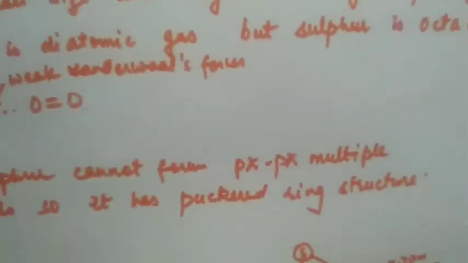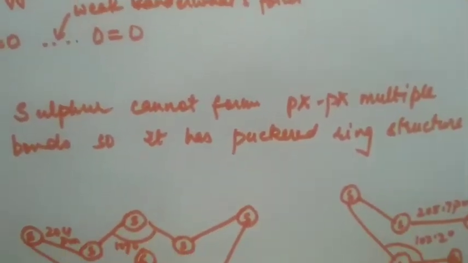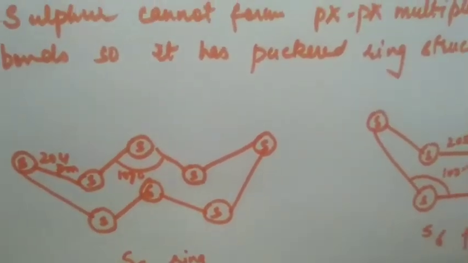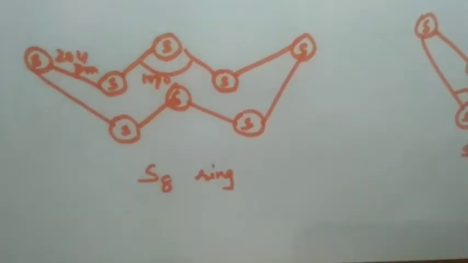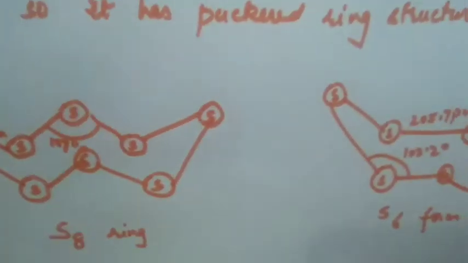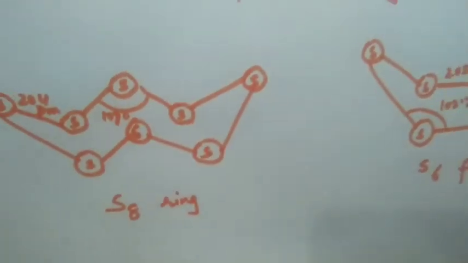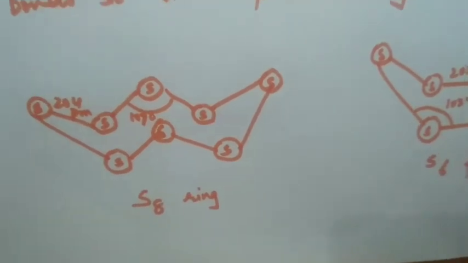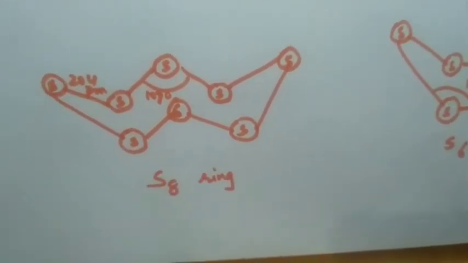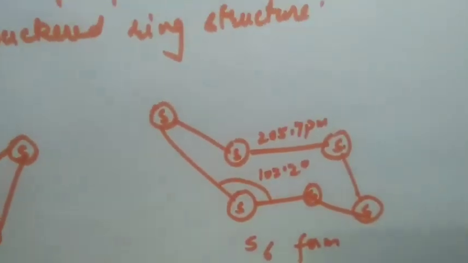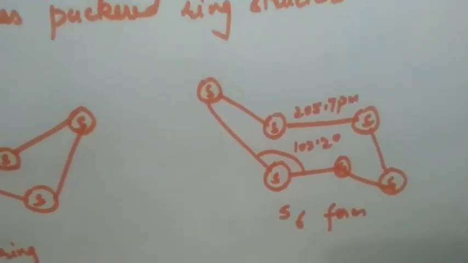On the other hand, sulfur cannot form p-pi multiple bonds, so it has a puckered ring structure and can form solid structures. Various structures are known. For example, this is the puckered ring structure of the S8 ring, and this is the S6 form.